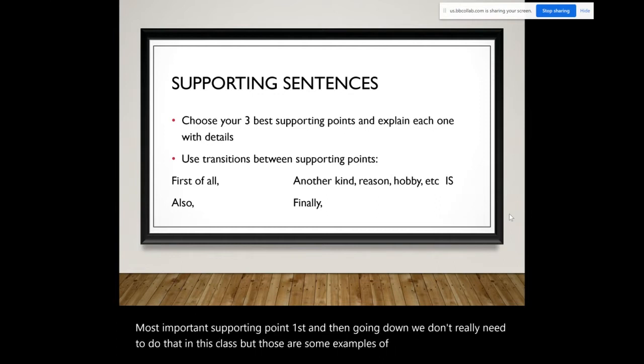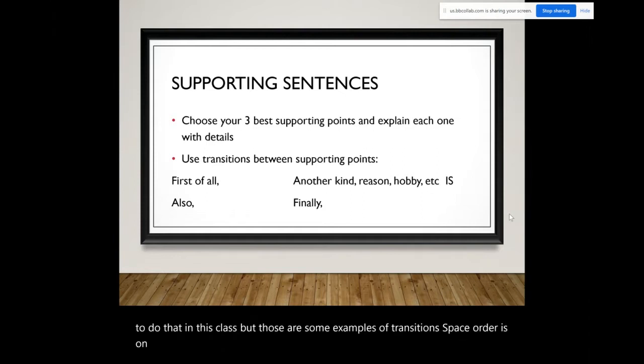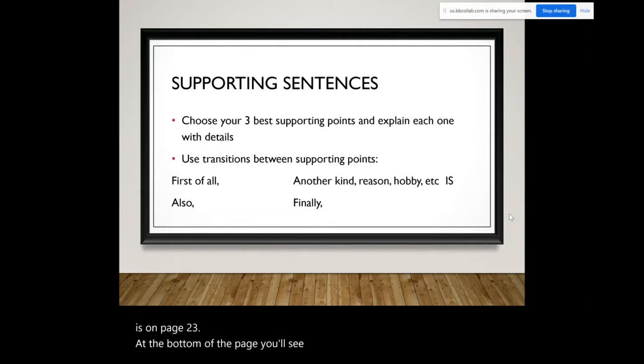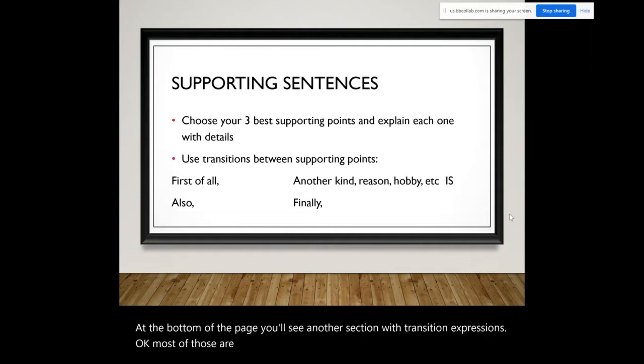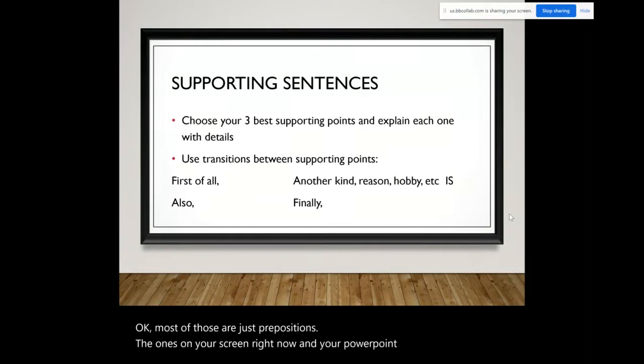Space order is on page 23. At the bottom of the page, you'll see another section with expressions. Most of those are just prepositions. The ones on your screen right now, on your PowerPoint screen, those are the ones that I want you to use.